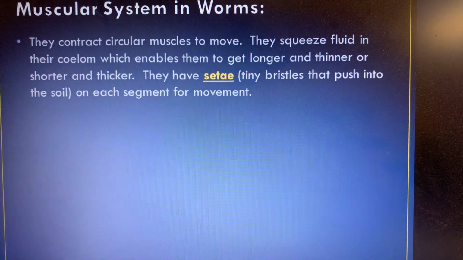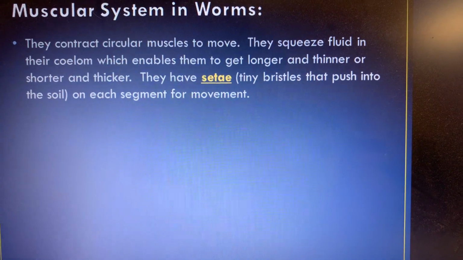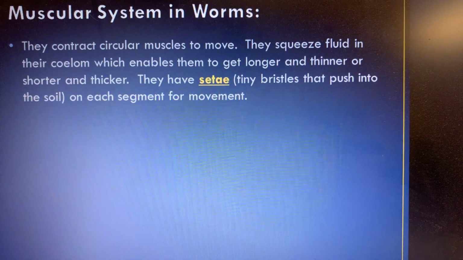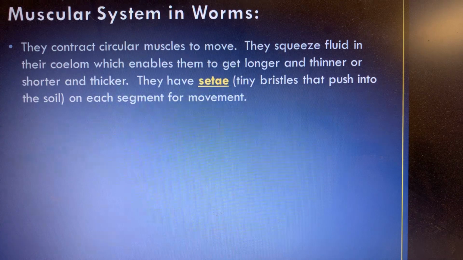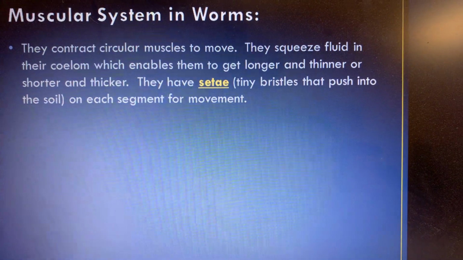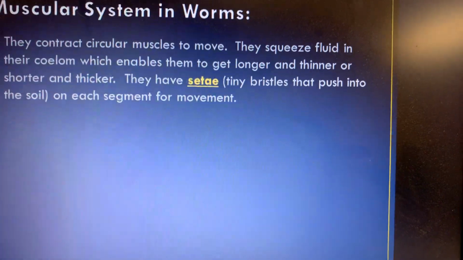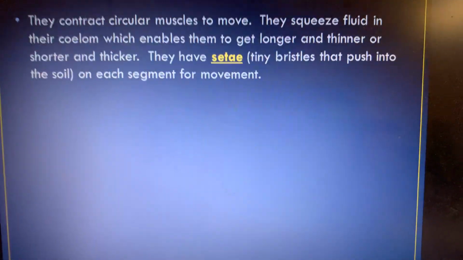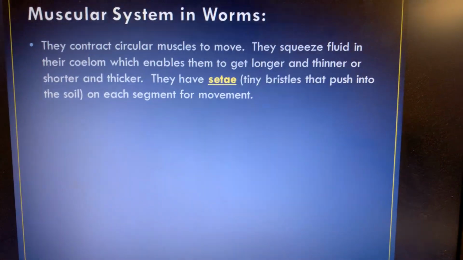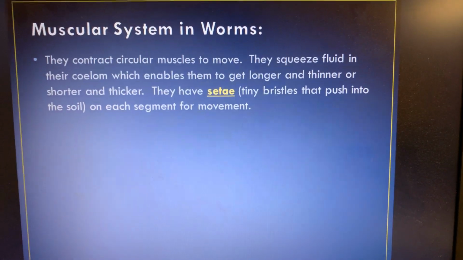And they also have something that's called setae. Those are tiny little bristles on the outside of their body, on the segments, and they help them push their body through the soil, through the dirt. And so the setae is a vocabulary word. You need to know what they are, and that's just tiny bristles that help them to move.